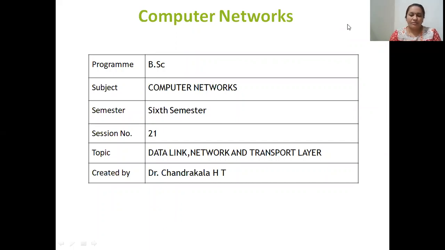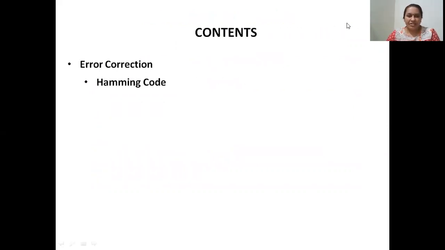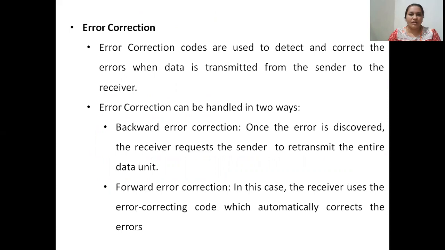In this video, under the topic data link layer, I will be teaching you error correction codes, particularly the Hamming code for error correction. We all know that error correction is one of the main functionalities provided by the data link layer. The error correction codes prepared by the data link layer are useful to detect and correct errors when data is transmitted from a sender to receiver.